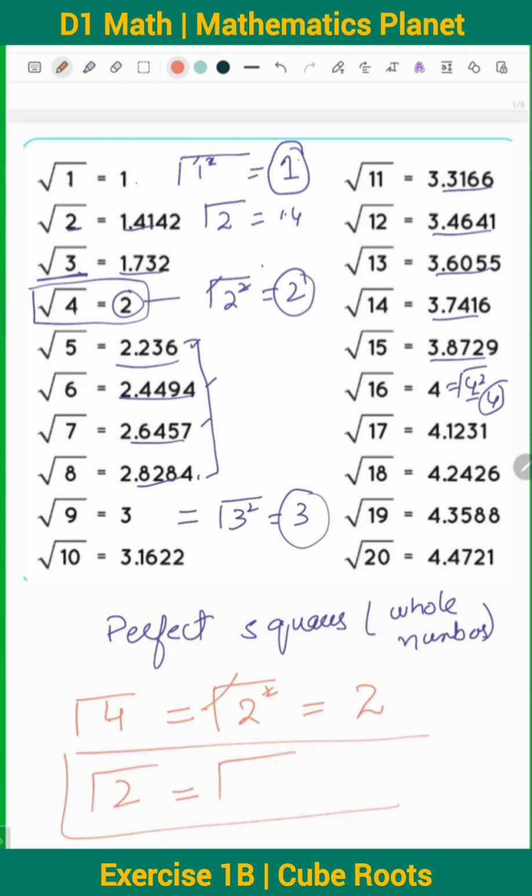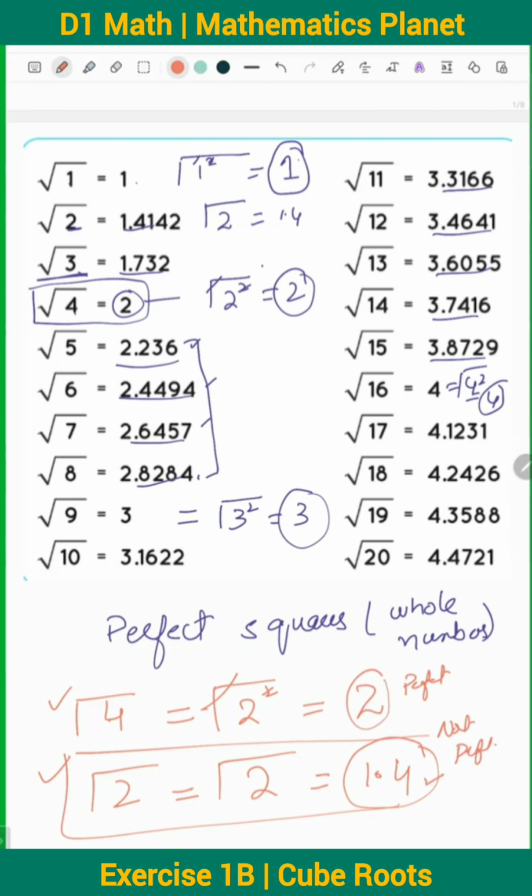So square root of 2 will give a decimal answer. It is 1.4. And you will solve it with the help of a calculator. So it means square root of 4 is a perfect square. But square root of 2 is not a perfect square. So if you get the answers in decimals, it is not a perfect square. If you get a whole number answer, then it is a perfect square. Did you get my point now, Fajr?